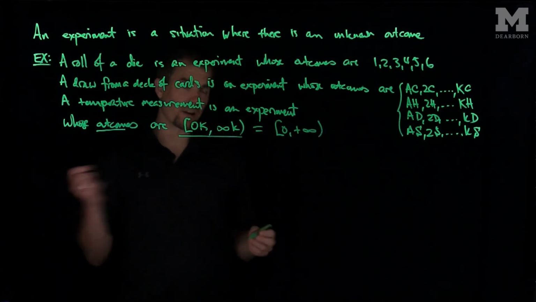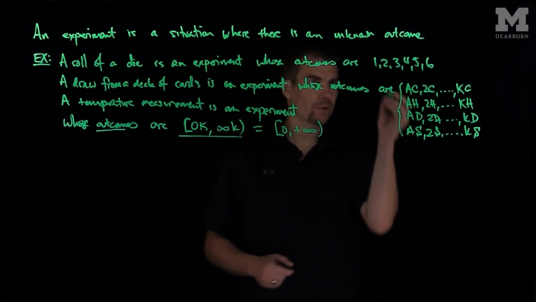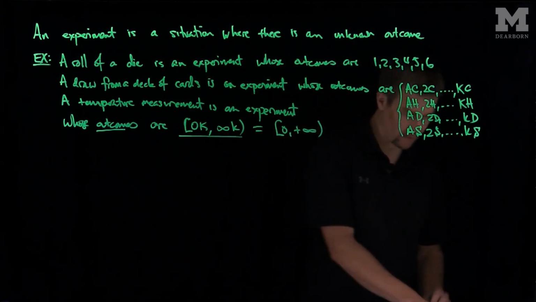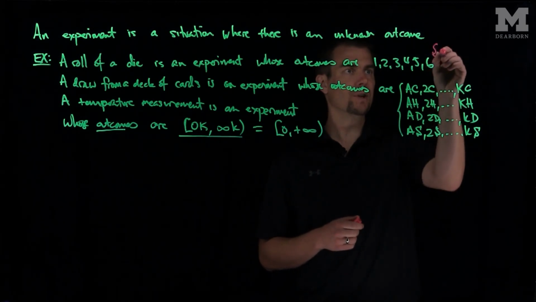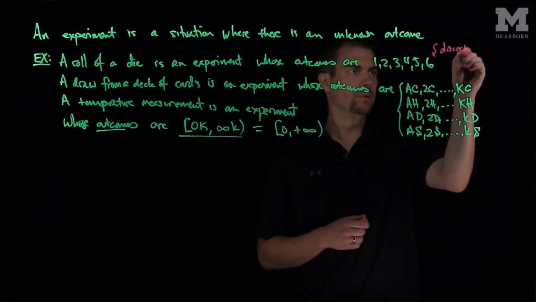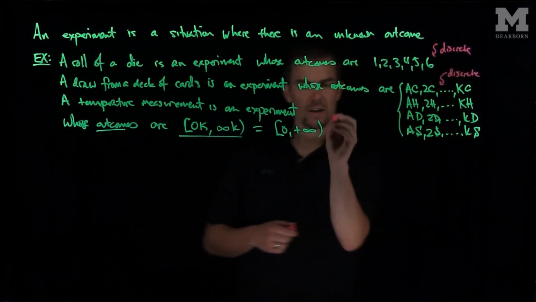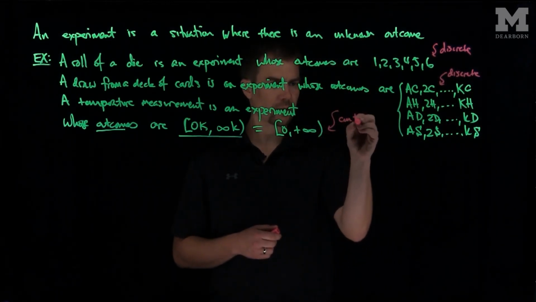And so we can see that an interval is the set of outcomes, whereas over here you have a discrete set of outcomes. Over here you have 6 potential outcomes. So this is a discrete set of outcomes, this is a discrete set of outcomes, and this is a continuous set of outcomes.